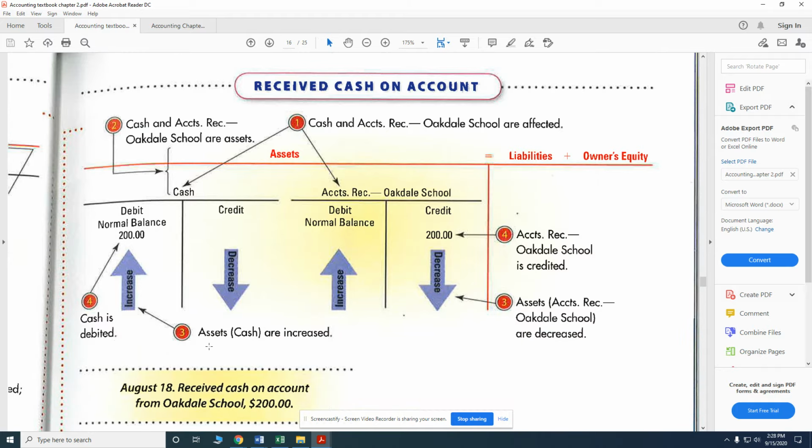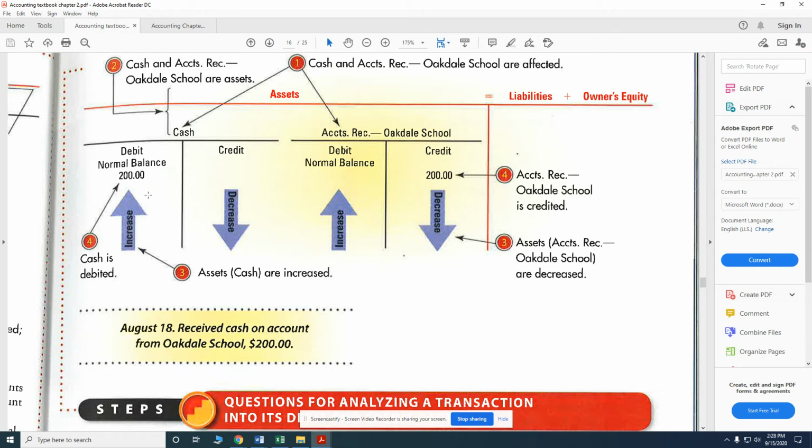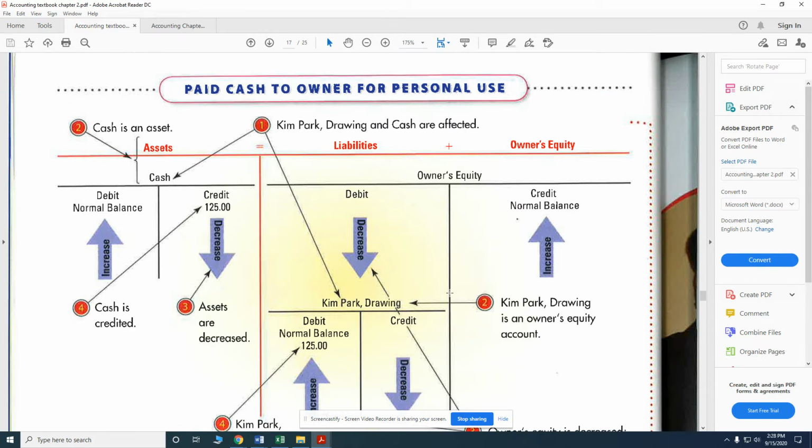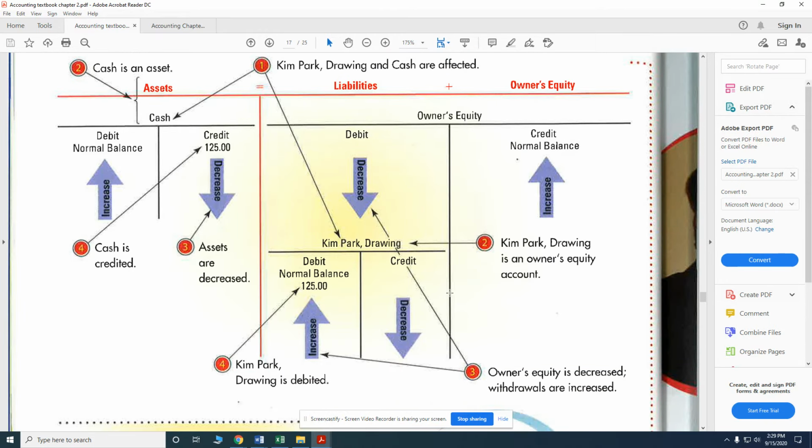Now here's cash on account. So plus to cash, debit cash, minus to accounts receivable. So you credit accounts receivable, a plus and a minus on the asset side. Cash increases, so cash is debited. Accounts receivable is credited because its balance decreased. Again, same 4 questions.